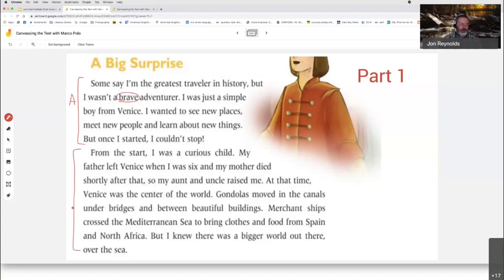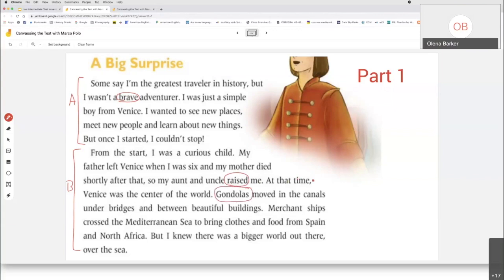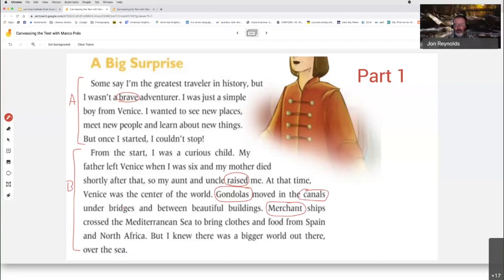Let's look at part B. Okay, any words in part B? Raised. Okay, good. Gondolas. Okay, good. Merchant. Okay, so Giselle says merchant. Say it again. There's a little interference. Try it one more time. Canals. Okay, sorry, there was a little bit of interference there. Okay, any other words?